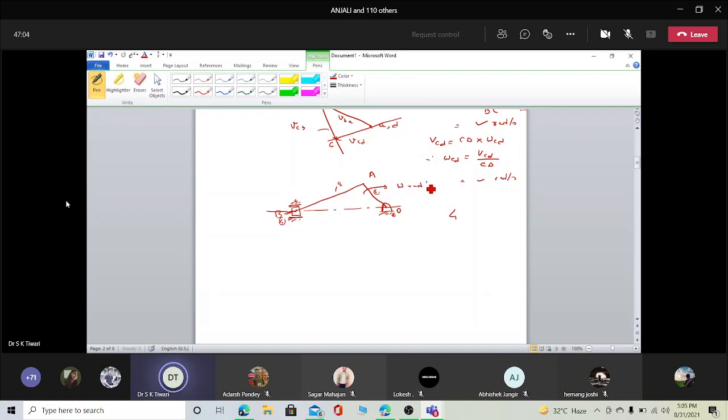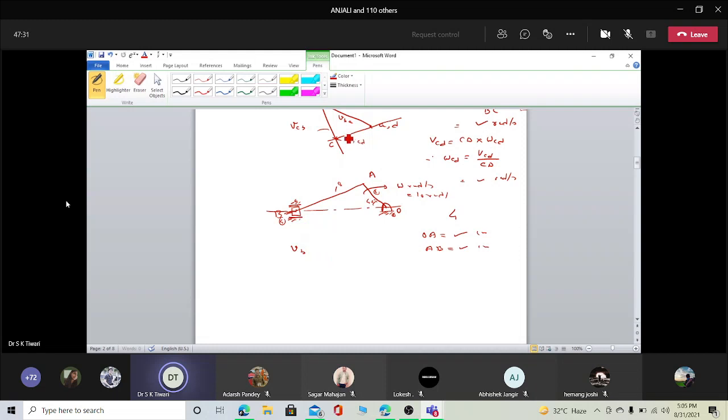OK, suppose it is given that it is rotating at omega radians per second, say it's 10 radians per second. It is making an angle of 40 degrees with this. The length of OA is given, how many centimeters. AB is given, how many centimeters. Everything is given to you. We need to find out the velocity of point B.